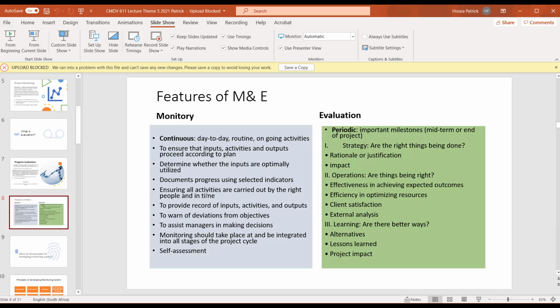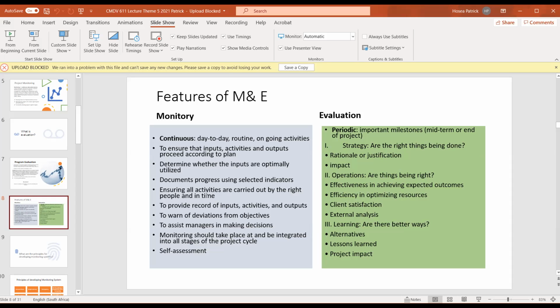It provides records of input, activities, and output in case of deviation from the objective. Remember when we said you must stay on track, right? Monitoring ensures that we stay on track, we don't move away from the objective of that project. It also assists in decision making, right? And like we said, it is always internal and it's a self-assessment, done by the project manager and the project personnel within the project itself.